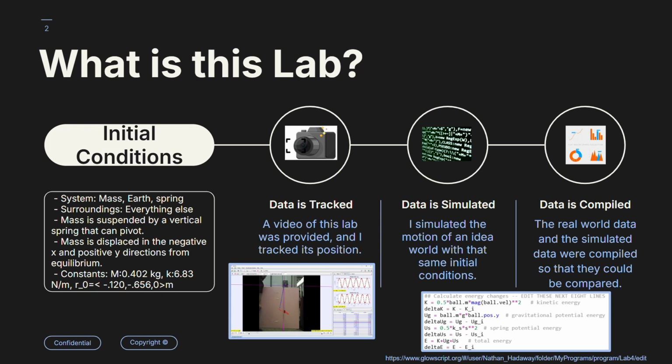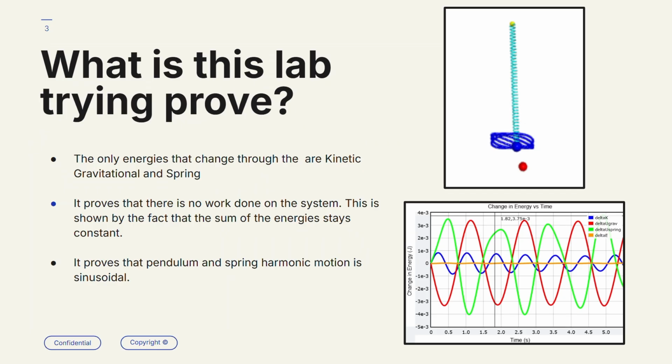The final thing that I did was I compiled the data that I got from the real world and from the simulation, and I saw if they were the same or at least similar. What is the lab trying to prove? Well, it's trying to prove a few things. First off, that the only energies changing throughout time for this mass are kinetic energy, gravitational potential energy, and spring potential energy.